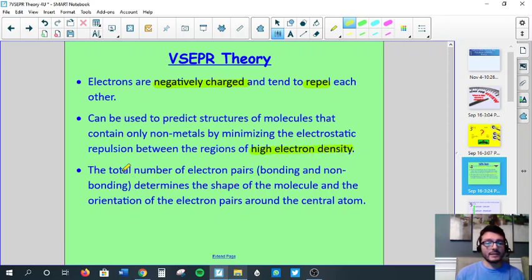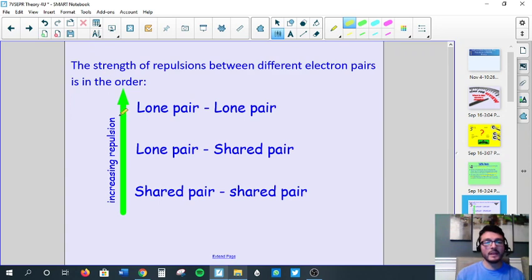We're going to look at the total number of electron pairs in two different ways, both bonded and non-bonded pairs. That's electrons that exist as bonds and electrons that are lone pairs, not part of bonds. These two types of pairs of electrons will determine the shape of a molecule. And there's a strength of repulsion. Starting at the very bottom, between two shared pairs of electrons, or between two bonds, electrons certainly repel.